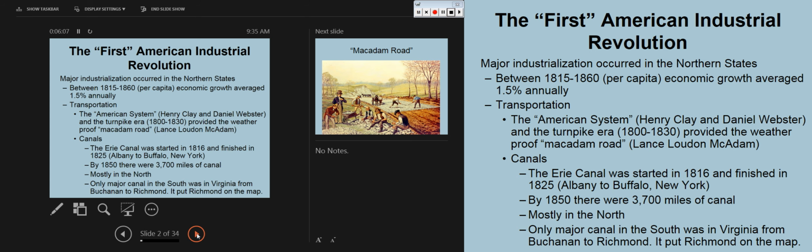And we see annual growth from 1815 to 1860, economic growth of 1.5% annually. And a lot of that has to do with the growth of cotton and the development of textile mills, but also the development of canals, the development of turnpikes and roads, and ultimately the development of the railroad system.